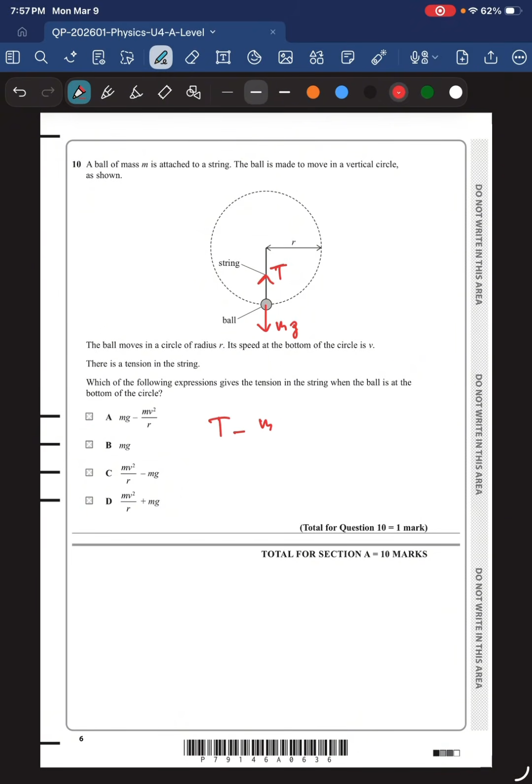Tension minus mg, right? Since we have circular motion, the sum of all forces has to point inwards, right? So we have tension as the positive one. So T minus mg is equal to mv squared over r. And T is mg plus mv squared over r. This is option D. All right.